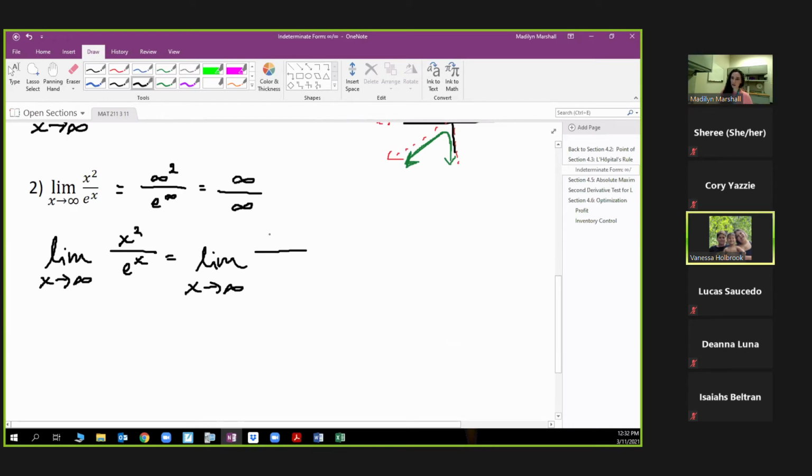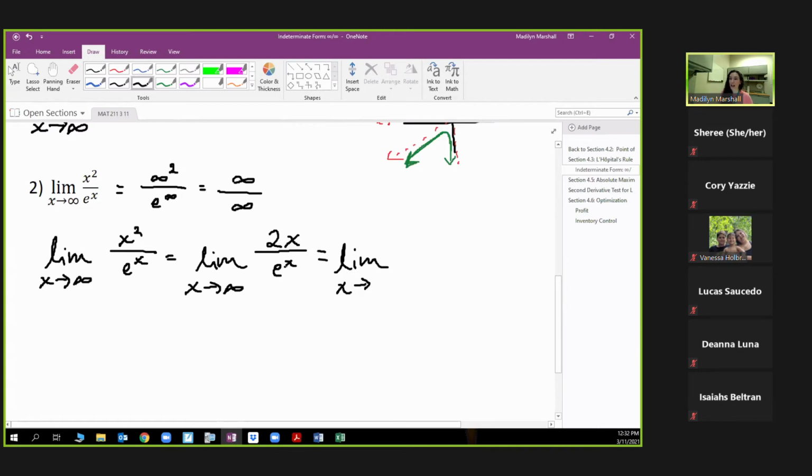It'll be 2x over e to the x. Oh, and if you're going one more step, then yes. So we need to L'Hopital as many times as necessary. So that 2x over e to the x is still indeterminate. This is still infinity over infinity.